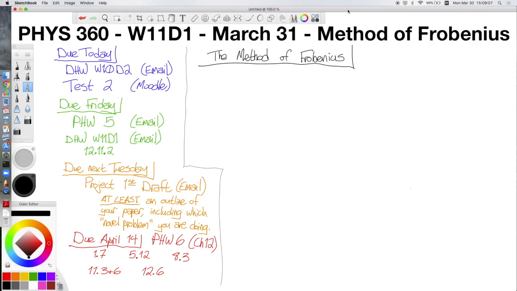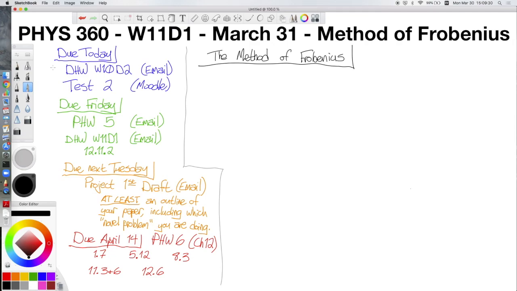First, just a little rundown of active due dates. Today, the daily homework assigned on week 10, day 2 is due to me. Send those to me via email. Test 2 is also due today on Moodle, and your attempts will automatically submit at 1 p.m. Eastern today. This Friday, periodic homework number 5 is due.